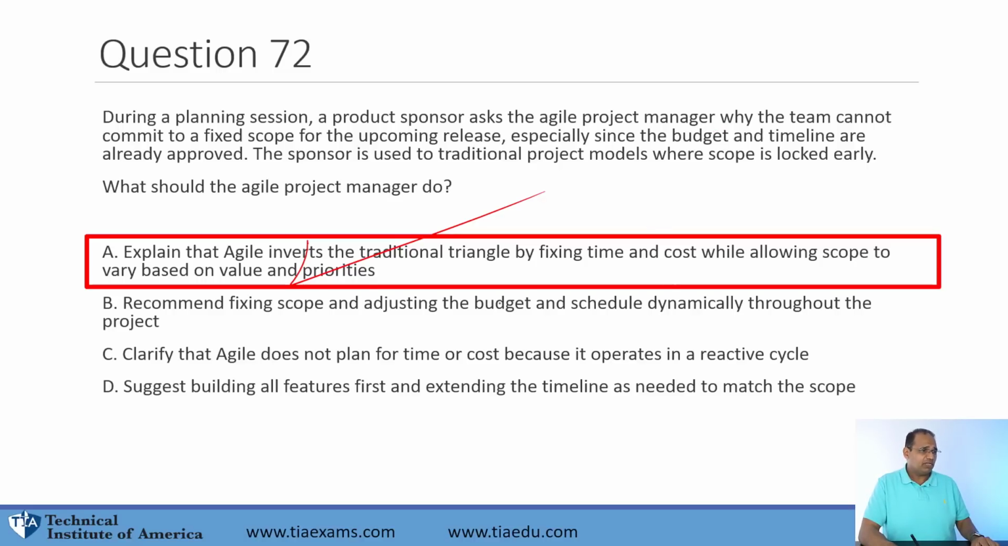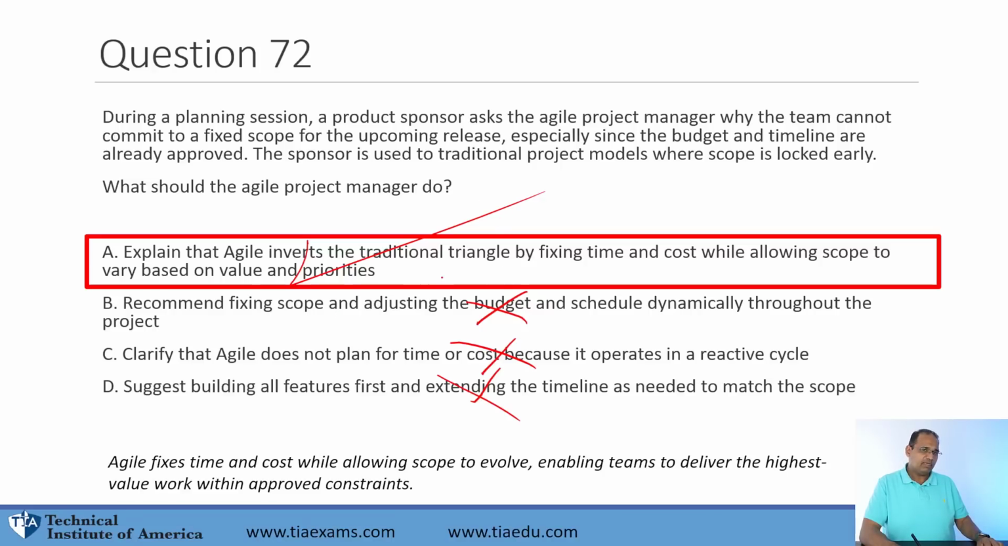the other answer. Now, the rest of these are incorrect statements. All right. Suggest building all features first. We don't extend the timeline. And we just don't have no budget and then just do whatever budget we like, which is C. And we don't have a fixed scope. Making A best answer.